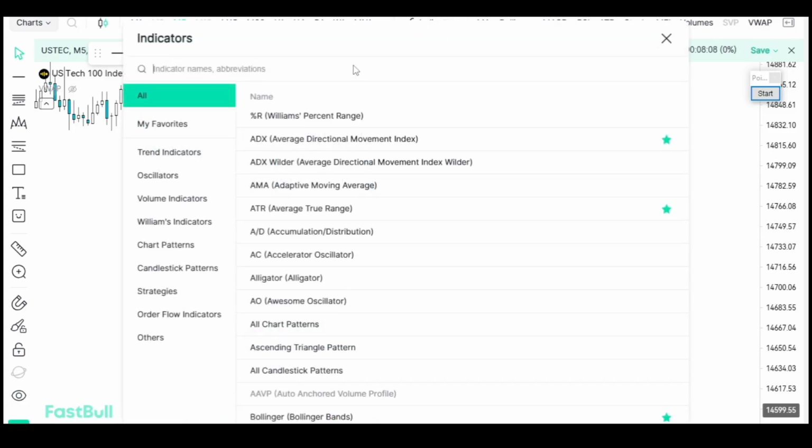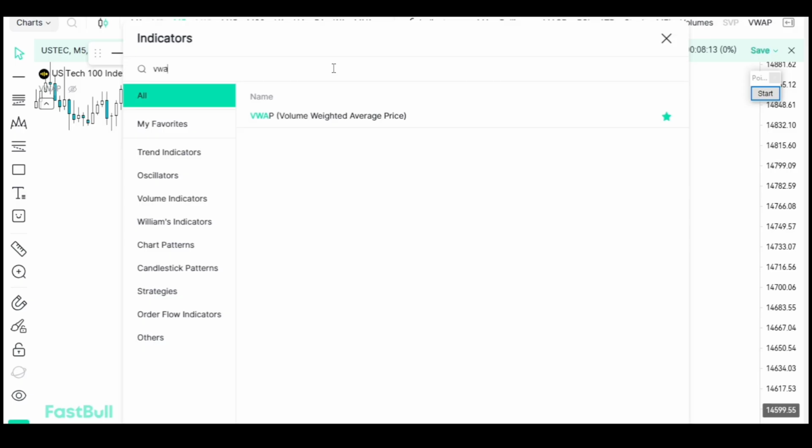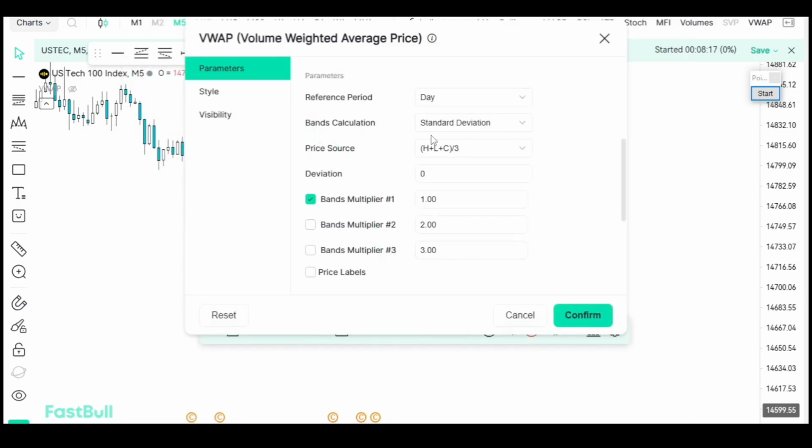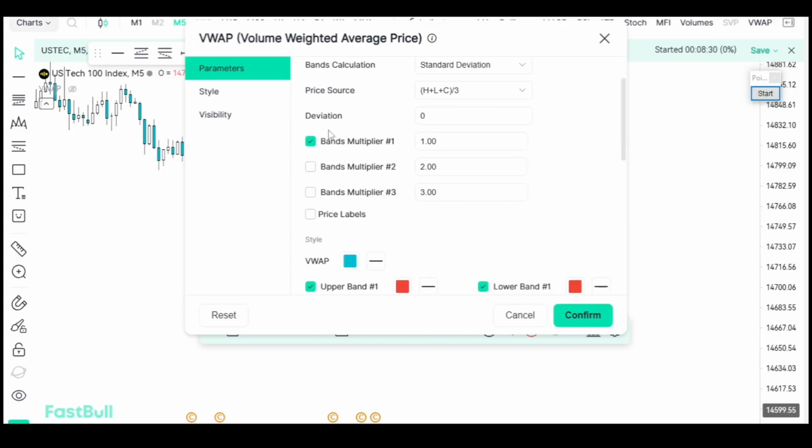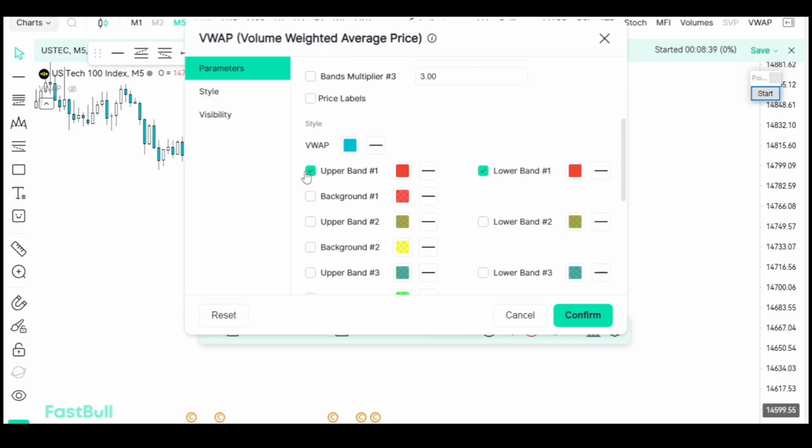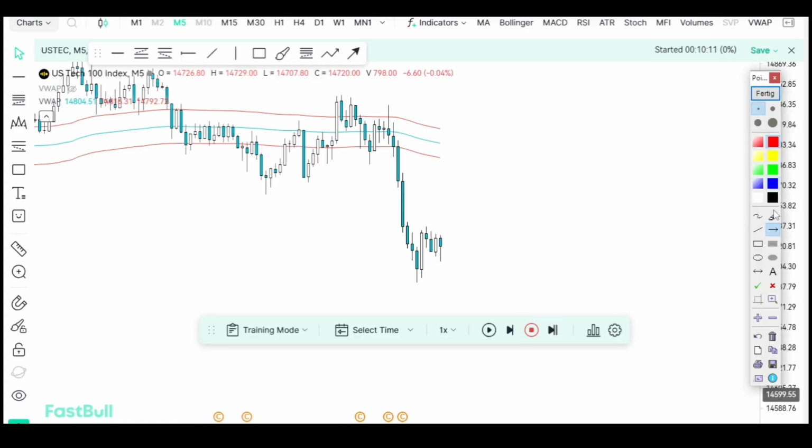First, open the Indicators tab on TradingView, or whatever platform you use, and search for VWAP. Click to add it. Now, let's adjust the settings, which are crucial for this strategy. Set the reference period to daily or session. Scroll down to the bands multiplier section, enable the first band, and make sure its value is set to 1. Uncheck everything else except the upper band and the lower band. Great, now our VWAP is completely set up.